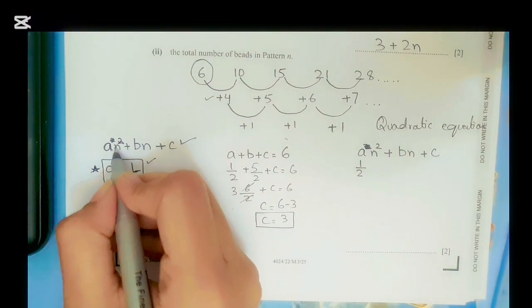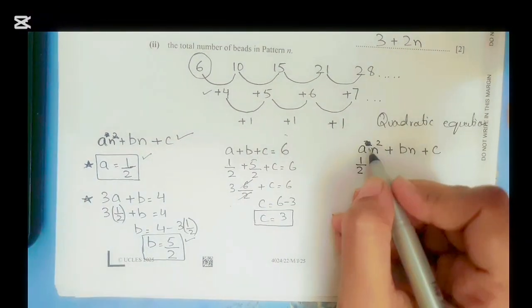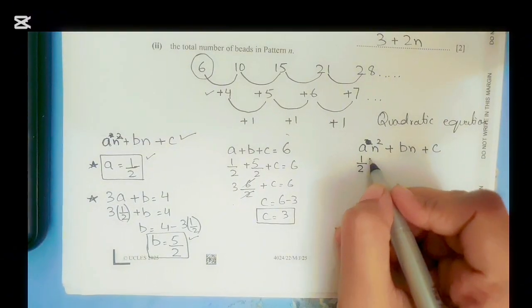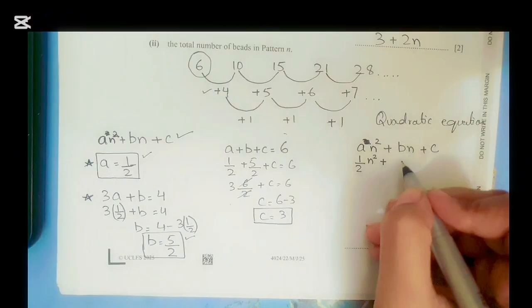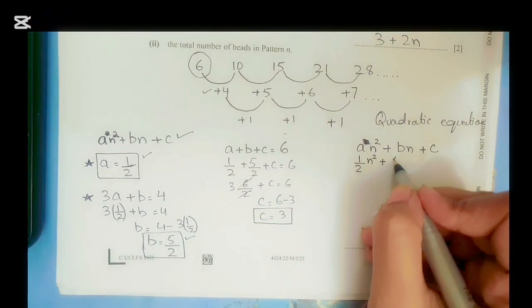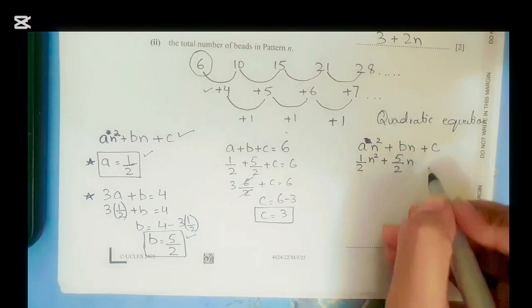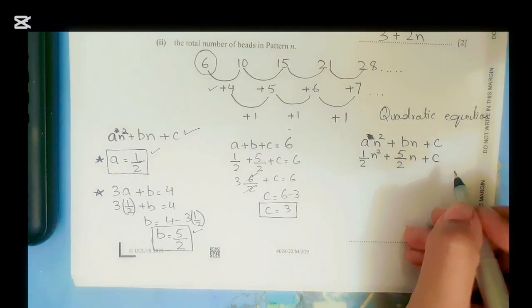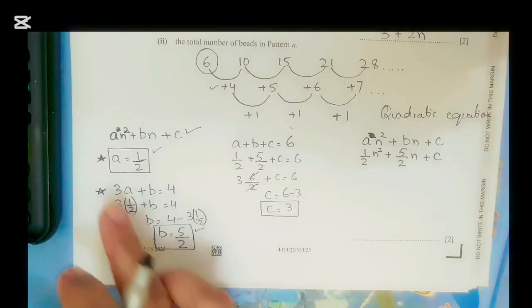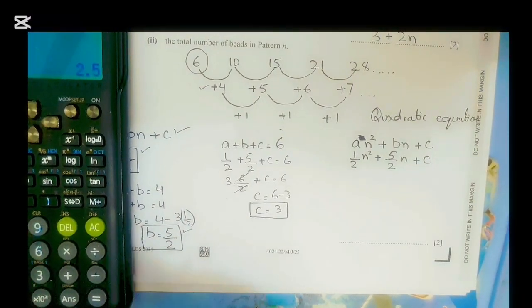What is a? n square plus bn plus c. So I am writing a n square: 1 upon 2 n square plus 5 upon 2 n plus the value of c is 3. So this is the formula. Now we are going to check whether our formula is working or not.